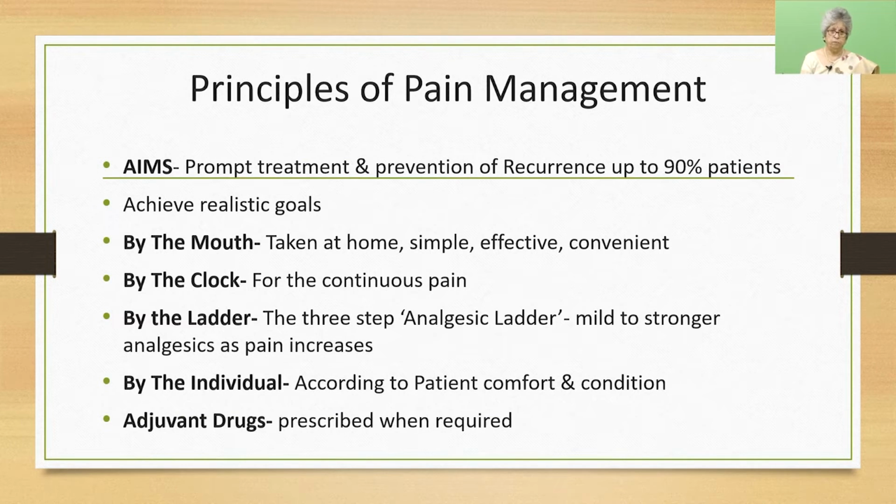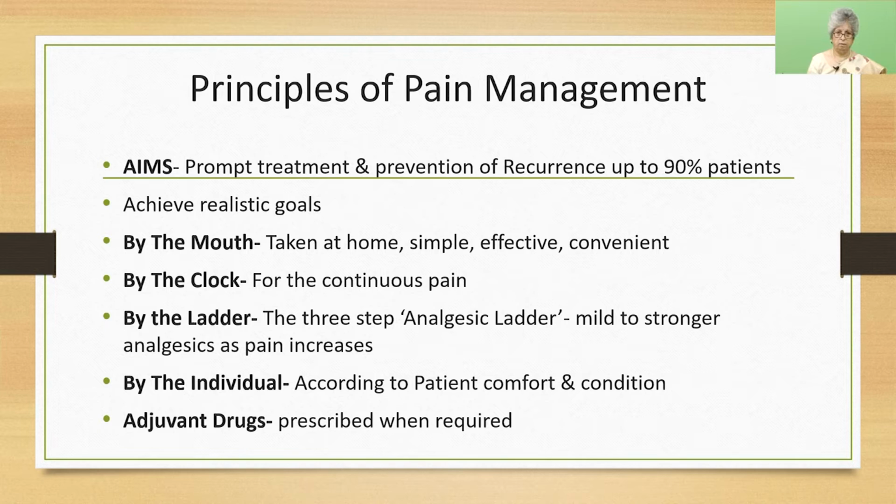The aim of this ladder is the prompt treatment and prevention of recurrence in up to 90% of the patients who are experiencing cancer pain. And to achieve this realistic goal, there are 5 principles of this ladder. One is to select the drug which can be given by mouth.